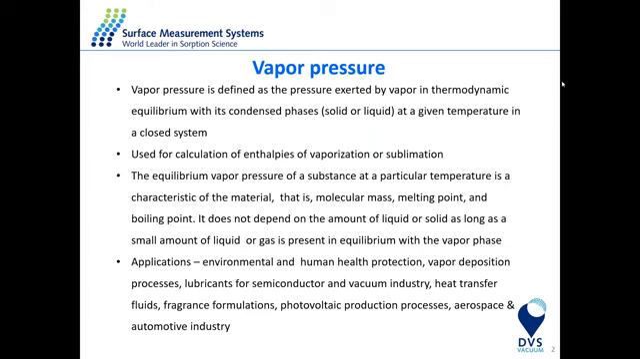Typical applications for vapor pressures are environmental or human health protection, vapor pressure deposition processes, lubricants in semiconductors, the vacuum industry, heat transfer fluids, fragrance formulation, photovoltaic production processes, aerospace, and the automotive industry.